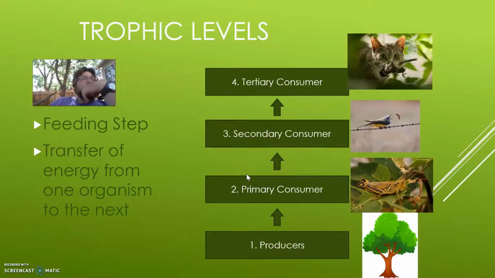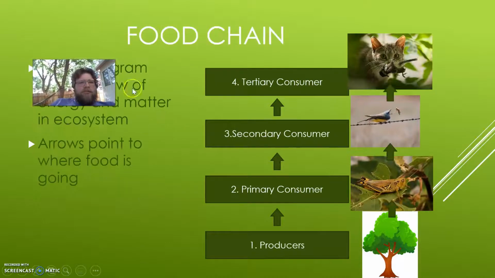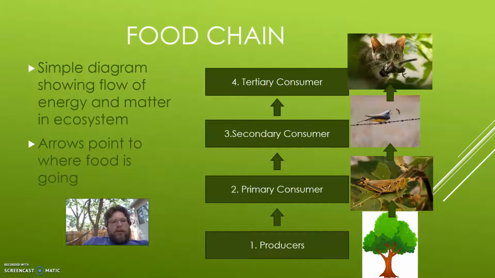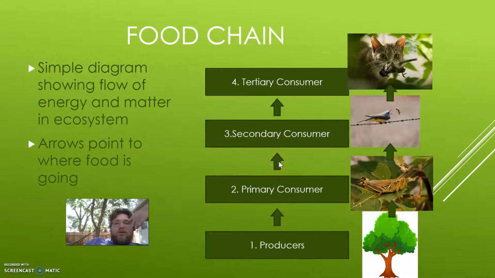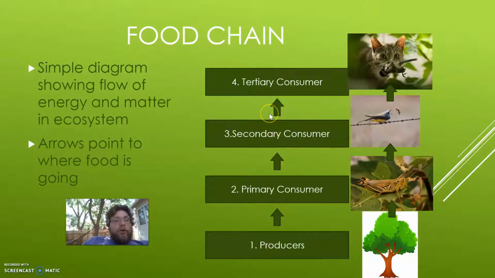Now, I've organized these as a chain, and a food chain is a simple diagram used to show the flow of energy and matter in an ecosystem. I use arrows to show which way energy and matter is flowing, or which direction the food is going.